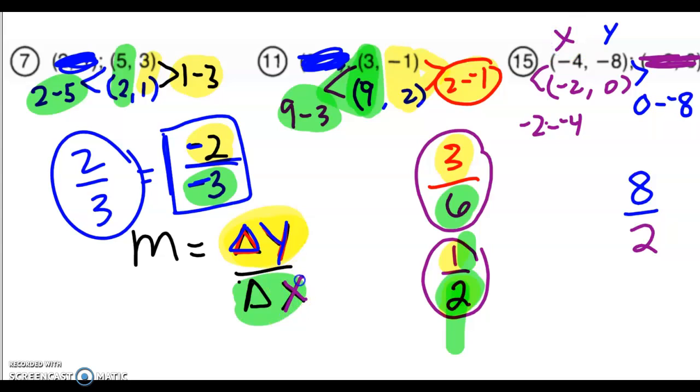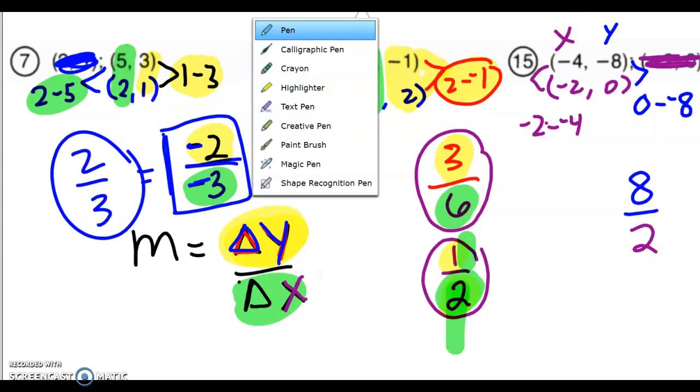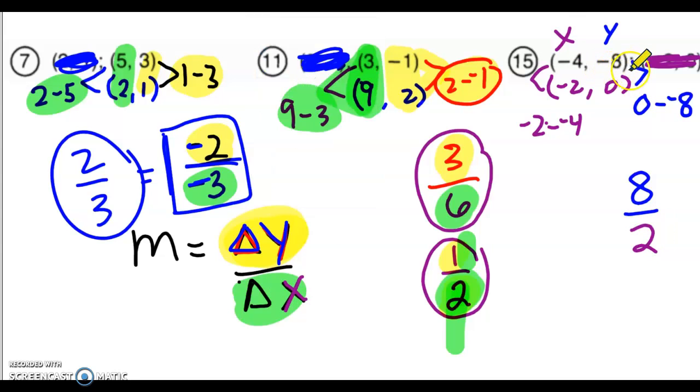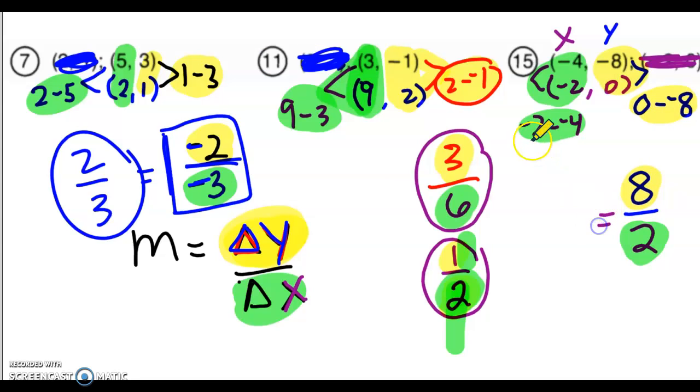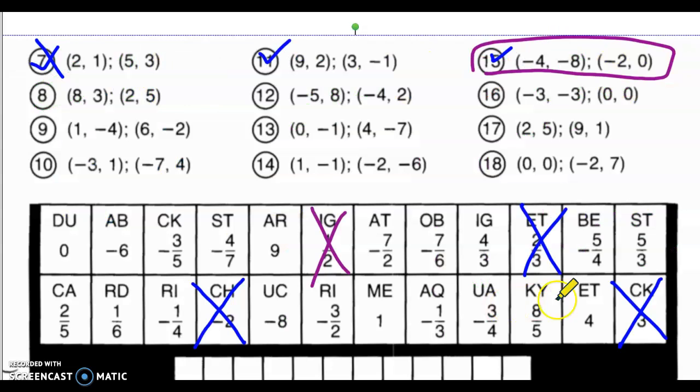So we did change in x and we did change in y. And let's just highlight it so we can see it. So the change in x was 2. And the change in y was 8. And 8 divided by 2 is quattro. Quattro. So 4.